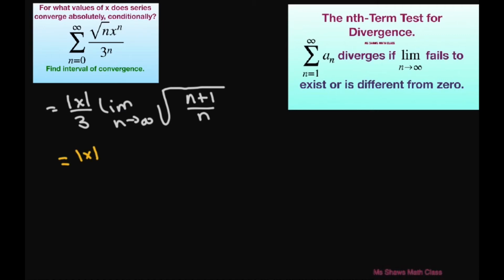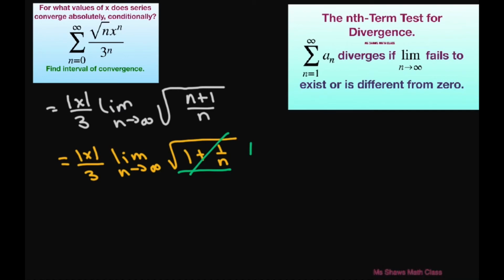All right, let's just simplify this a little further. This is really 1 plus 1 divided by n if you divide each piece by n. So basically when you evaluate this, it's going to equal 1. So we get the absolute value of x divided by 3. Therefore, the series converges absolutely for the absolute value of x divided by 3 less than 1. That means we have the absolute value of x is less than 3.